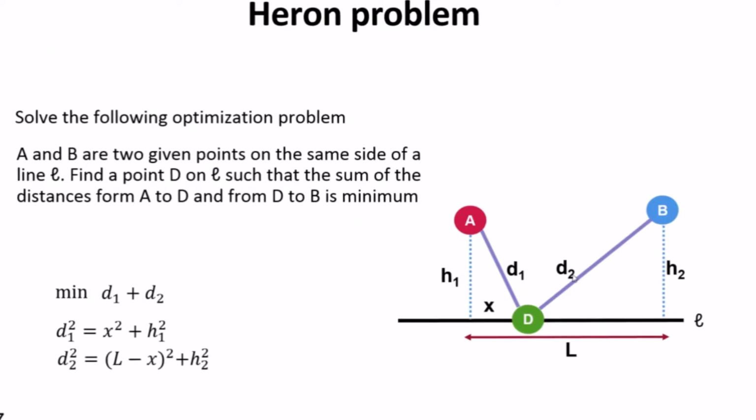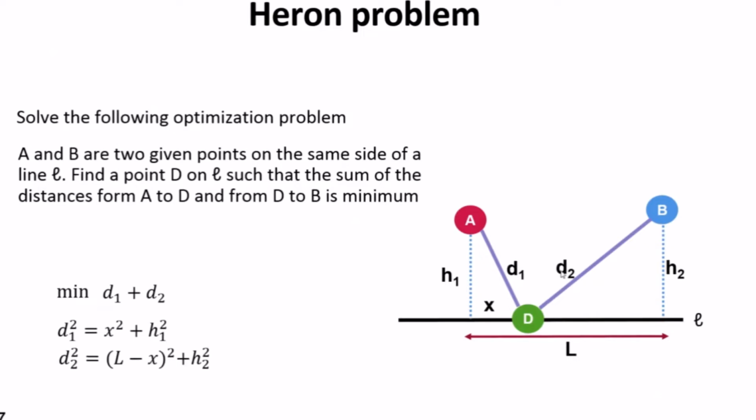What are the given parameters of the problem? The parameters, the input data of the problem, are L, H1 and H2. Okay, so both of these quantities are known, and the decision variables are X, D1 and D2. Actually, if we know X, we know everything else. So the only decision variable is X in this problem.